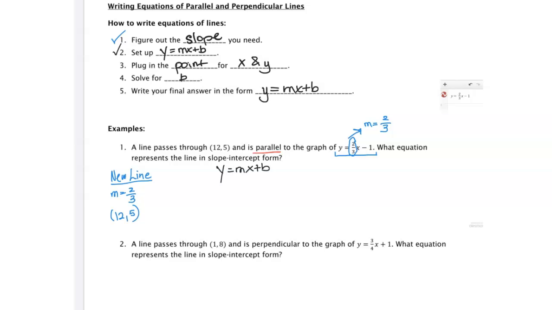Step 3, I'm going to plug in my point for x and y. So they gave us the point (12, 5). 12 is our x coordinate, 5 is the y coordinate. And we also have our slope, which is m. m equals 2/3. So I am going to replace our y in our equation with a 5 equals our 2/3, which is our slope, and our x value, which was a 12, and then plus b.